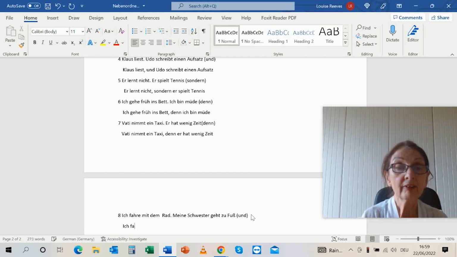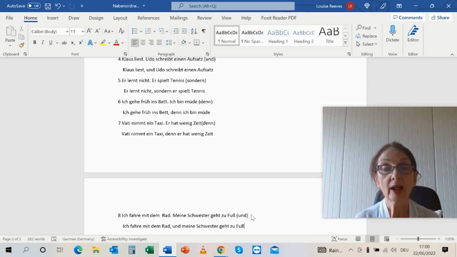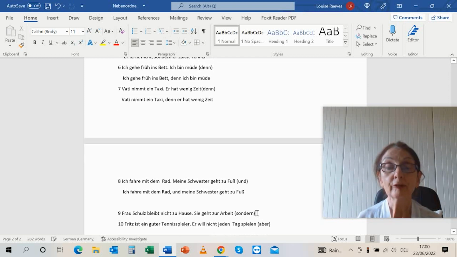Ich fahre mit dem Rad, und meine, look at meine with a small letter, Schwester, you know, all nouns get capital, that's why Schwester is capitalized, geht zu Fuß. Ich fahre mit dem Rad, I'm cycling, and my sister is walking. Usually the opposite. I've given a sondern.